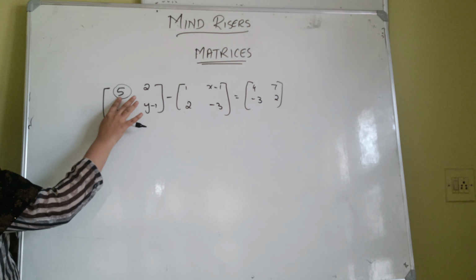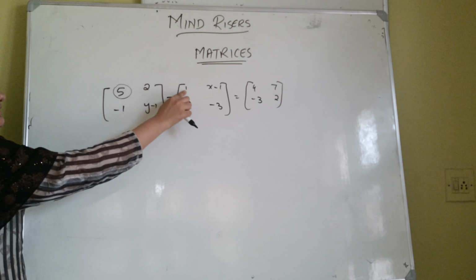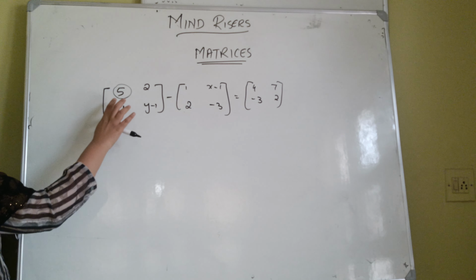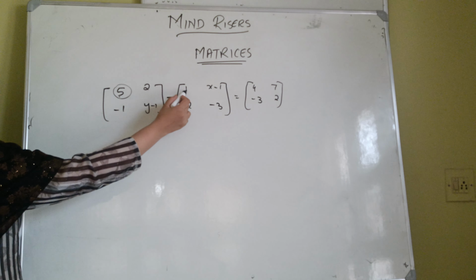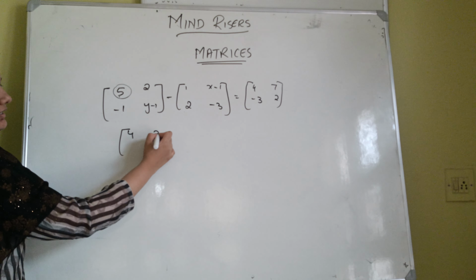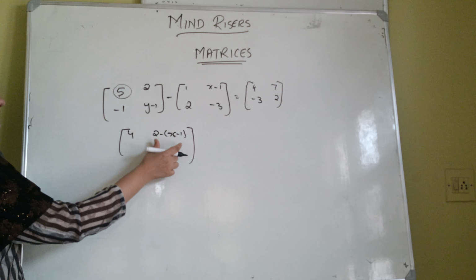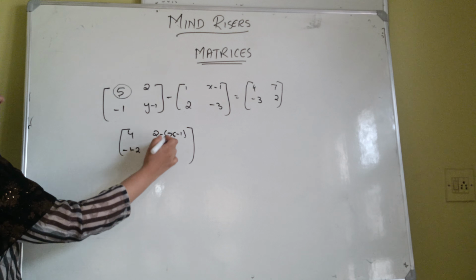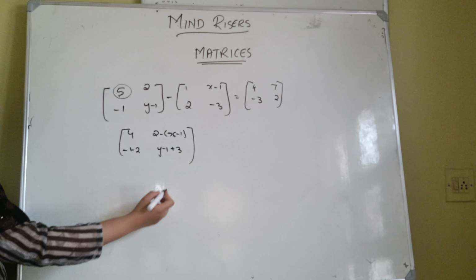You see this first number which is 5, this will subtract 1 which is on the same position. Whenever we are adding or subtracting matrices, we should use the numbers which are on the same position. So 5 minus 1 would be 4. 2 minus x minus 1 is one number. Minus 1, minus 2. Then we have y minus 1 minus of minus 3, which would be plus 3.